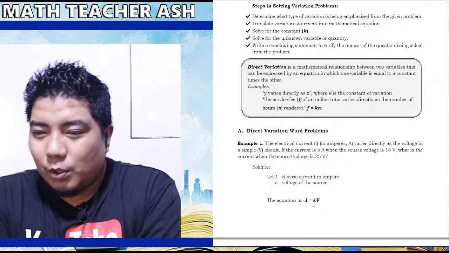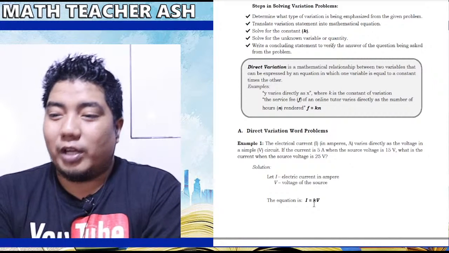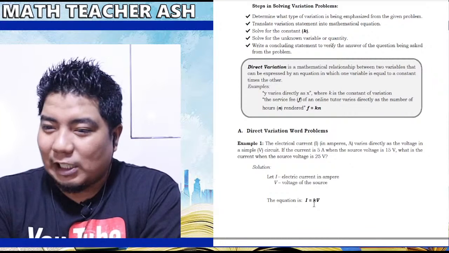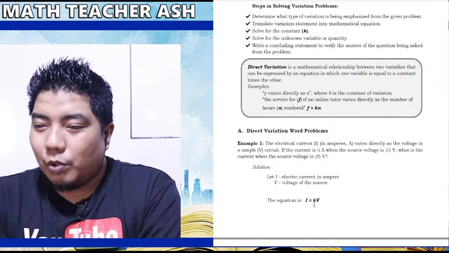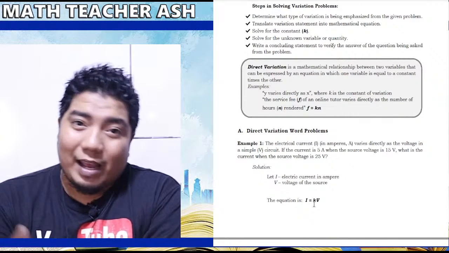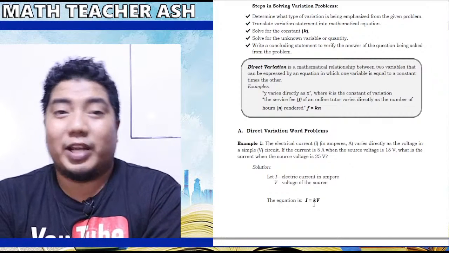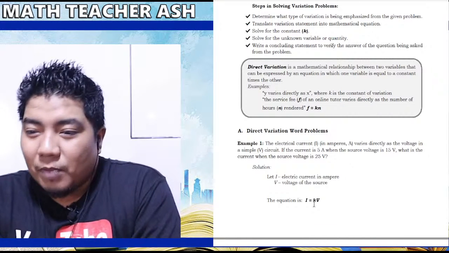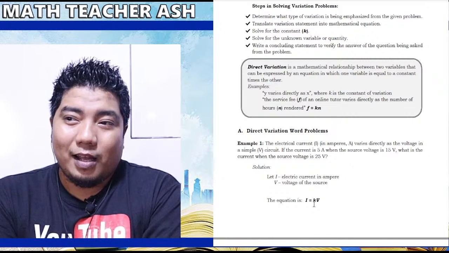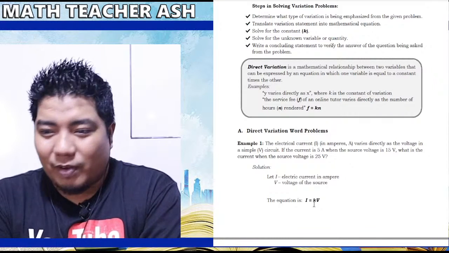So, examples of this variation is y varies directly as x, where k is the constant of variation. Okay. Example here, application, the service fee F of an online tutor varies directly as the number of hours N rendered. So, ang F ay nakabase kay N. So, F is equal to kN, where k is the constant and F is the service fee and N is the number of hours. So, habang tumataas yung oras na nagtututor ka, lumalaki din yung bayad mo. Okay, ganun lang yun. That is a direct variation.